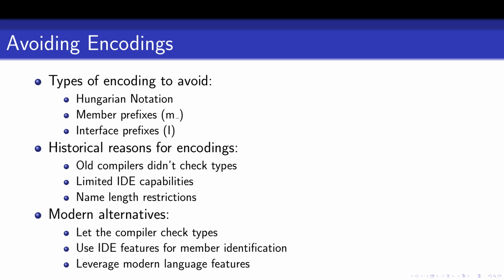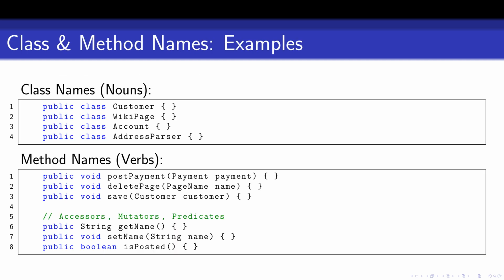Let's ditch them. For class and method names, stick to clear conventions. Classes should be nouns like Customer or AddressParser. They're things, not actions. Methods should be verbs like postPayment or save. They do stuff. Accessors and mutators follow the get, set, is pattern like getName or isPosted. This snippet shows it in action, clean, consistent, and intuitive. It's a simple rule that keeps your code predictable and professional.